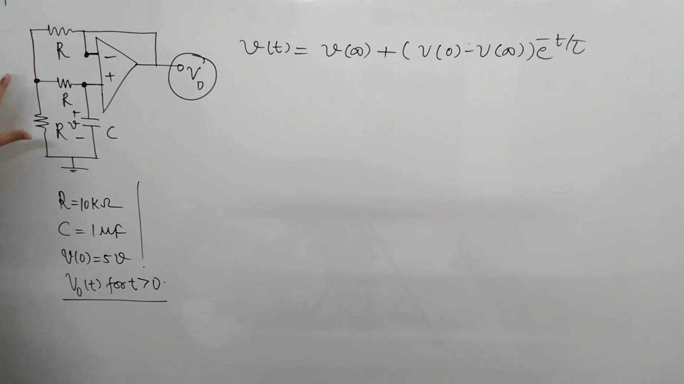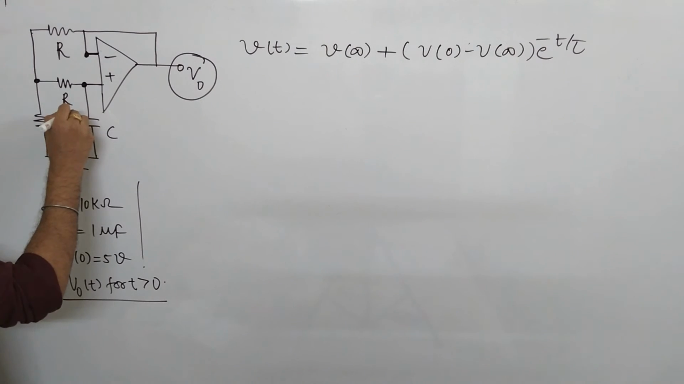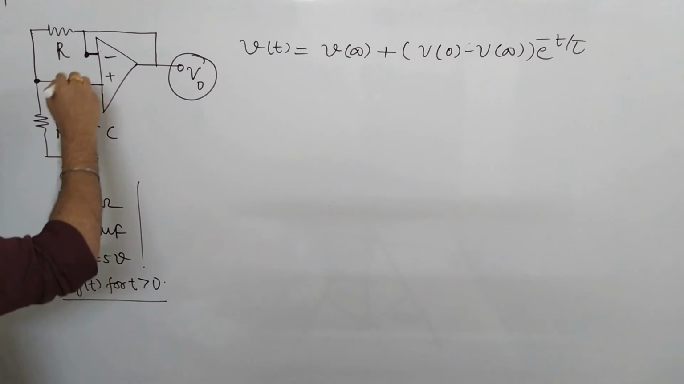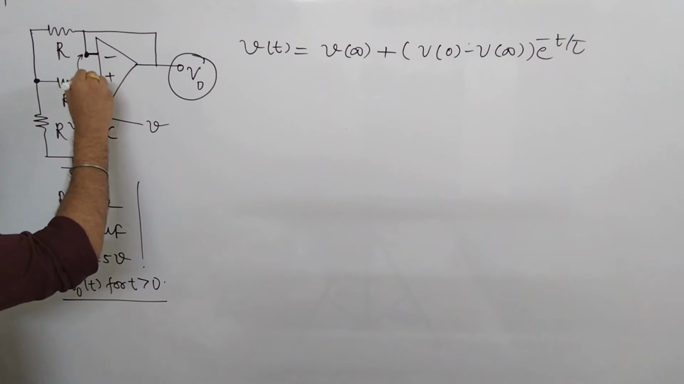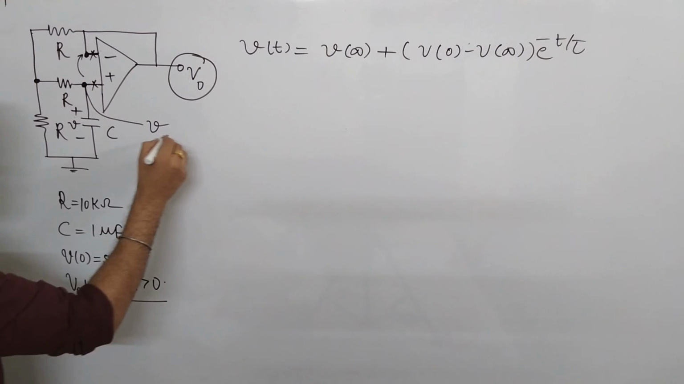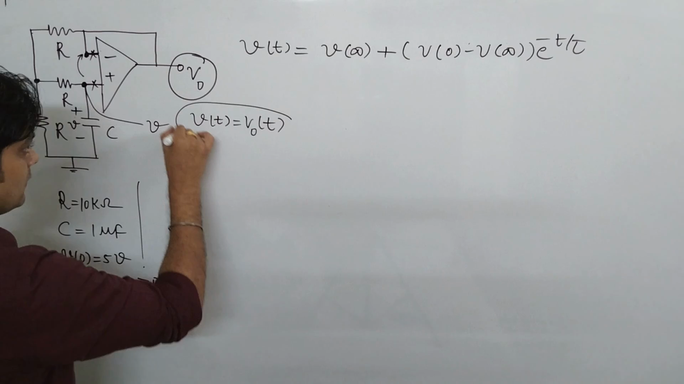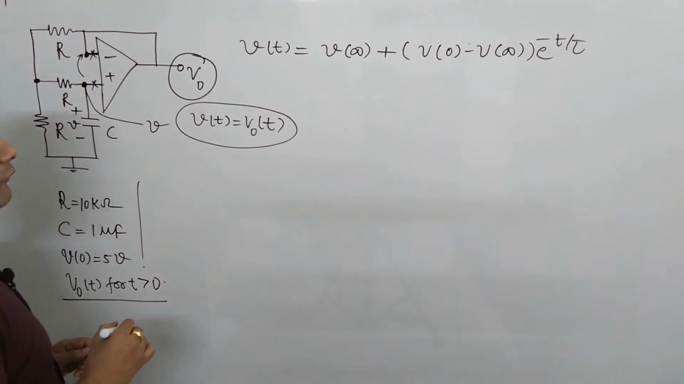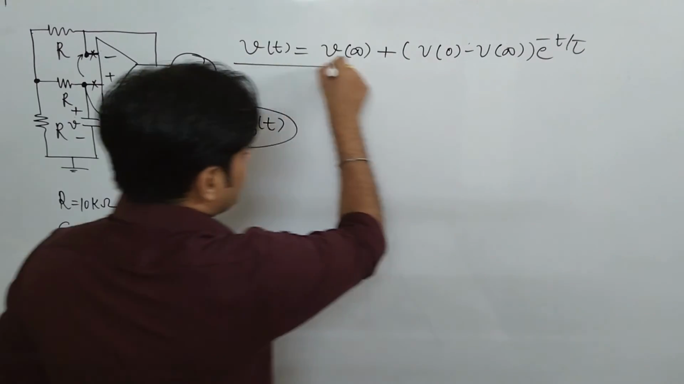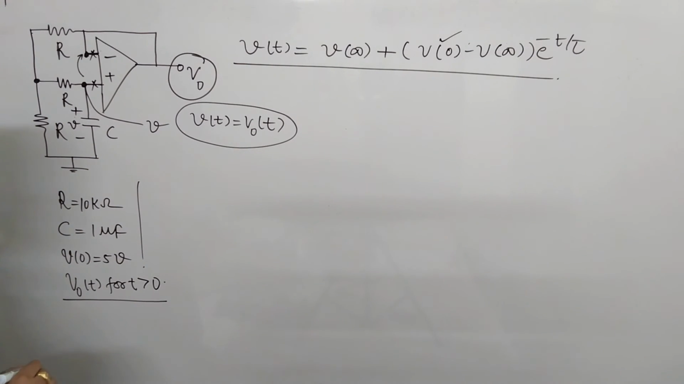In this problem, this is the voltage which is appearing across this capacitor. If you are able to find the value of V, by the concept of virtual ground, because no current is flowing here, then if you know the value of V(t), that means you know the value of V0(t). Very simple. From this equation, V0 is already mentioned as 5 volt. You have to find the value of V infinite, and then you have to find the value of tau.